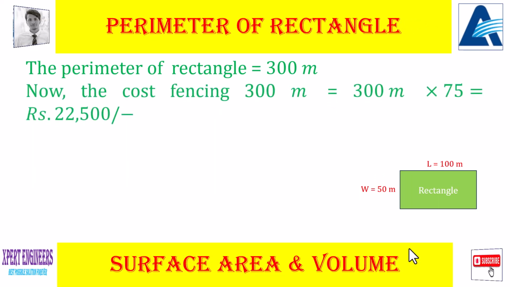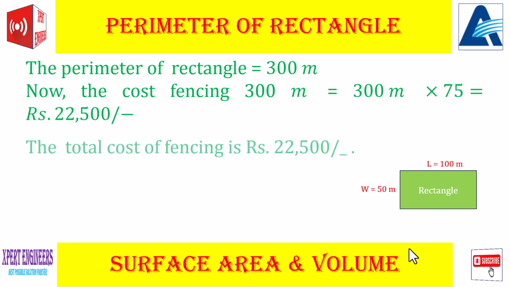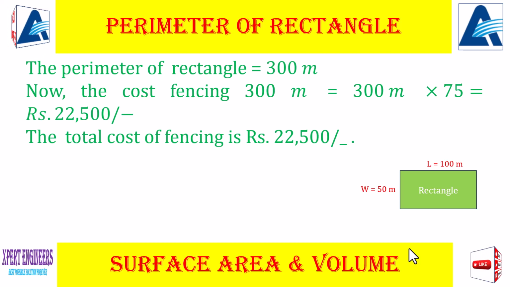The perimeter of rectangle is 300 meters. As we know that per meter cost of fencing is Rs 75, if we multiply this 300 meters with per meter cost, then we get the total cost of fencing. That is equal to 22,500 rupees. So the total cost of fencing is 22,500 rupees.